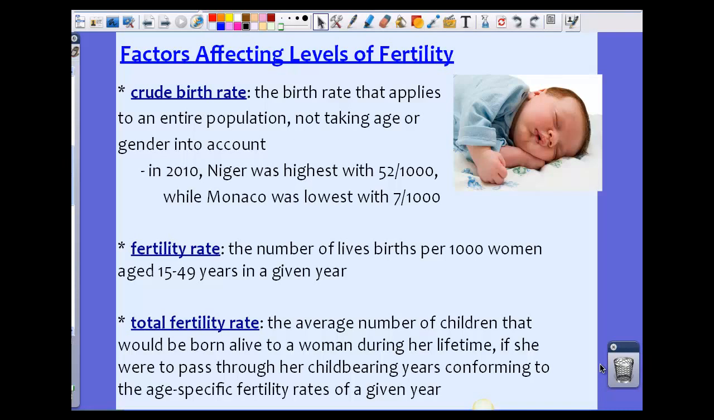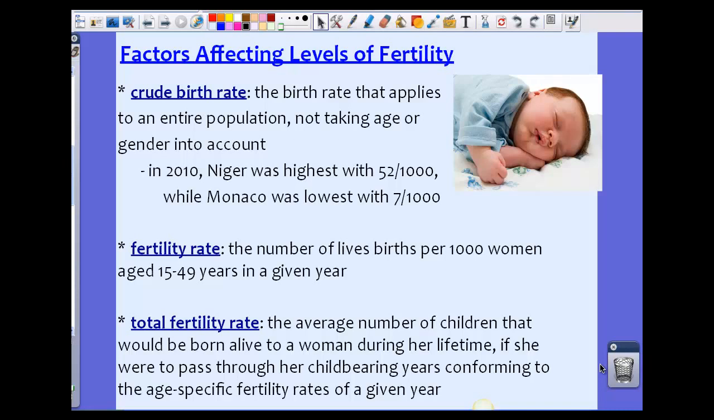For example, in 2010, Nigeria was highest in the crude birth rate, with 52 births out of 1,000 people, while Monaco was the lowest, with 7 births out of 1,000 people. So it's really a crude way to do it in this ratio way. Most of the time, we use either the total fertility rate or the fertility rate to figure out the birth rate of a country or of a population.